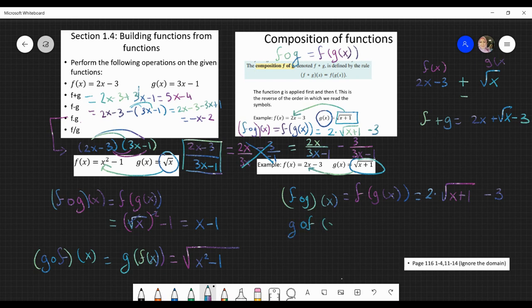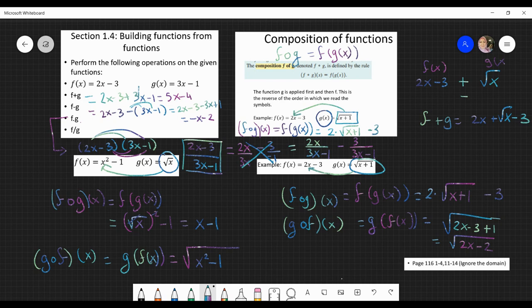G of F of X equals, you take F and put it inside of G. So this is the G function. It has an X. I'm going to take it out and instead I'm going to put all the F function, F of X. And there's a plus 1. So all I can do is 2x minus 2. And this is the new G of F of X.